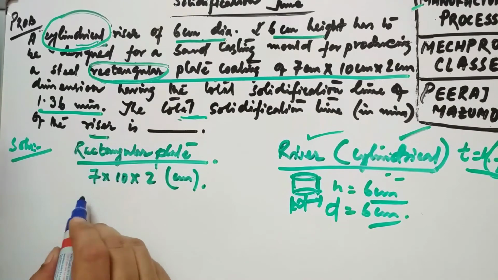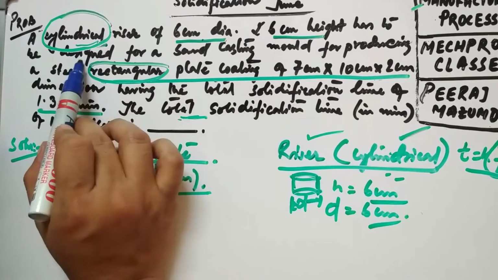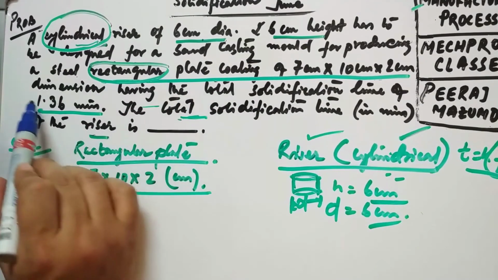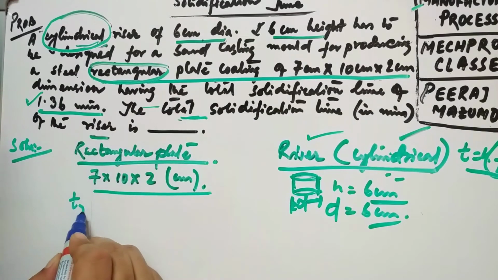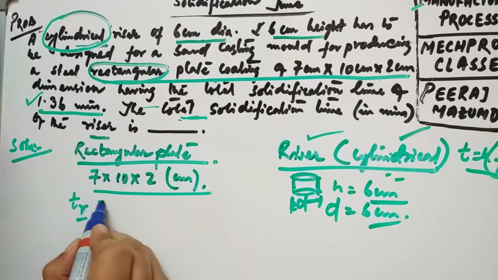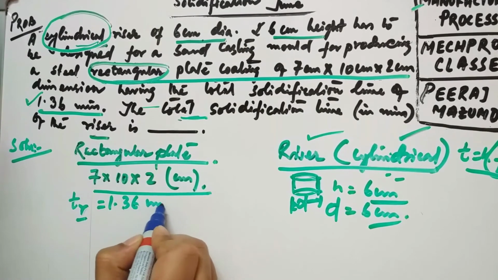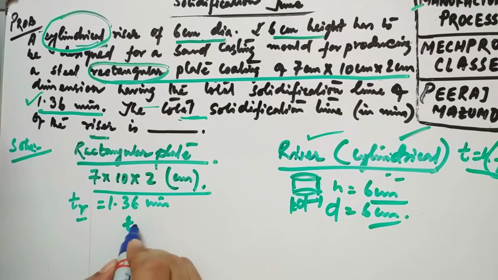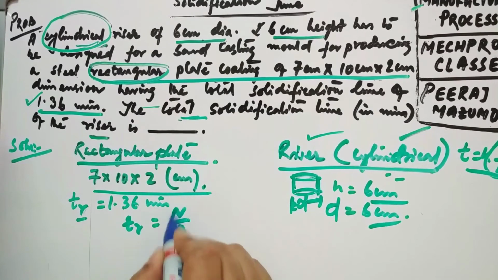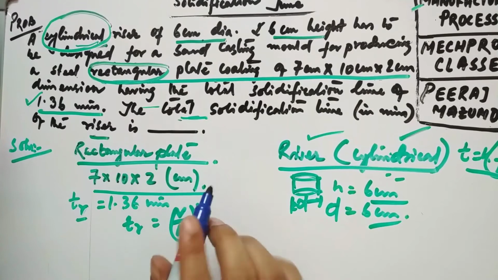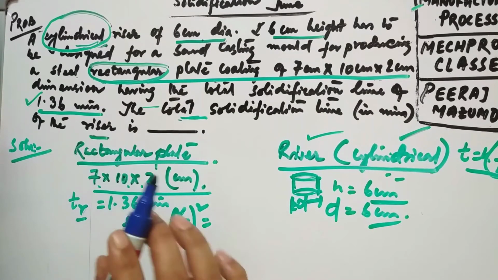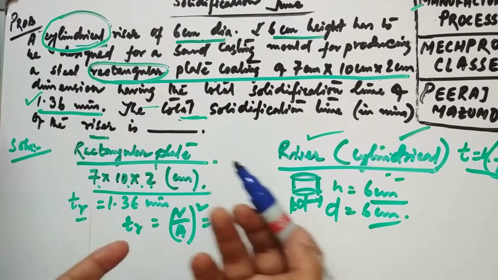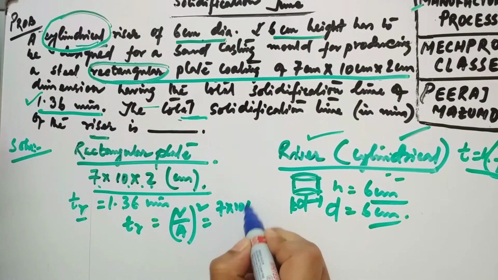Look, for this one the solidification time is given, I think. Yes, the solidification time 1.36 is given. So for the rectangle, let us say TR for the solidification time of the rectangular plate, you can write 1.36. Okay, no problem. Now from the formula you can simply write TR equal to K into V by A whole square. Now volume, this one is the volume, 7 into 10 into 2, length, breadth, height you can take. Okay, so 7 into 10 into 2 you can just simply write.